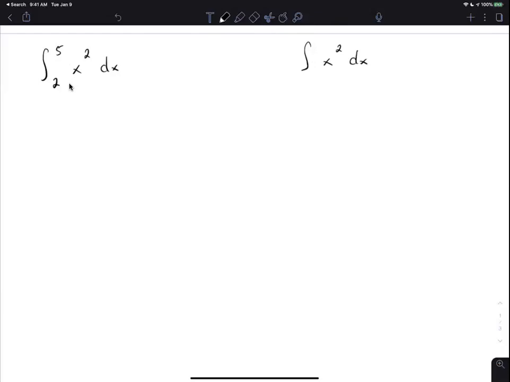What's the difference, as far as the symbol, between the one on the left and the one on the right? One on the left is definite, meaning it has these bounds from 2 to 5. So here we're looking for the area under that graph from 2 to 5, which means the answer is going to be a number. Does that make sense? Okay, so this is a definite integral. We're looking for area, which means the answer is a number. On the right, this is an indefinite integral.